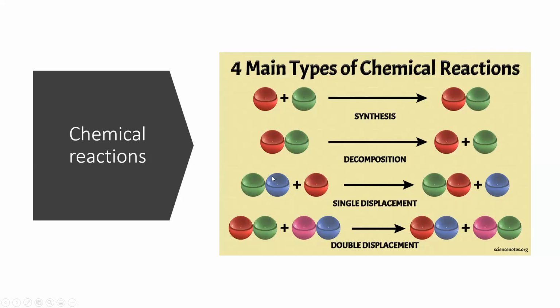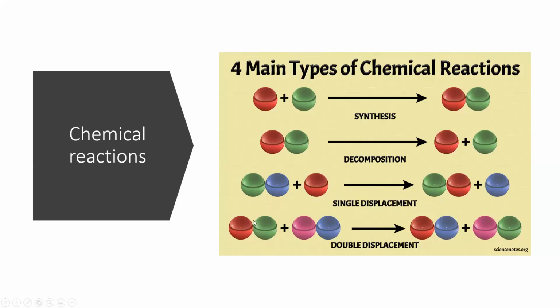When we have a substance that is composed of two or more elements, and we have one substance that is made of only one element, and this element replaces one of the elements in the compound substance, we say that this is a single displacement reaction.